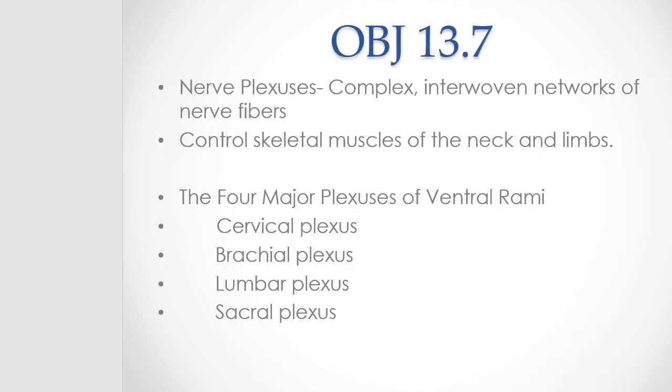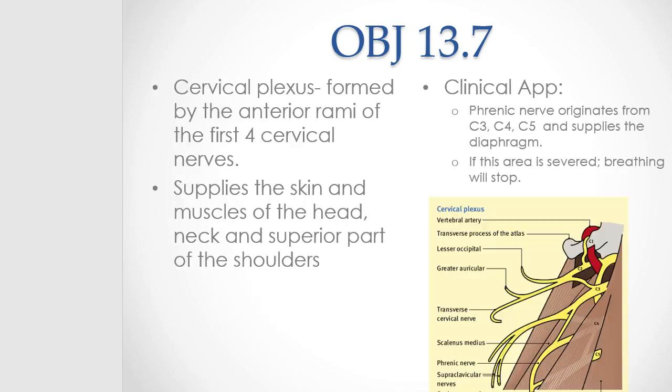Okay, this is what I need you to follow. Again, we have the four major branches: cervical, brachial, lumbar, and sacral. This is what I need you to know from the cervical. C3, C4, and C5 keeps the diaphragm alive. There's a phrenic nerve that originates from those three places. If any of those places is cut or severed, breathing will stop. That's why we say C3, C4, C5 keeps the breathing alive.